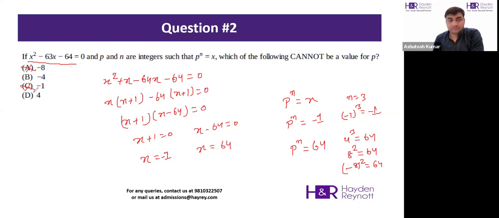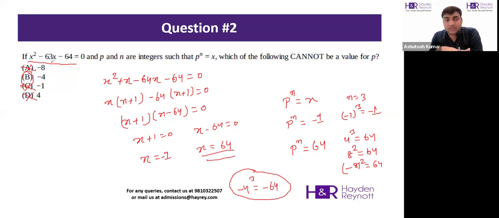4 can be a value of p, so this is not answer. Now we are remaining with only one option, minus 4, which is the correct answer, because minus 4 power 3 will be equal to minus 64, not plus 64, right? But we have the value of x as plus 64, so we cannot get the value of p as minus 4, because for any value of n, for any power of minus 4, you won't be getting 64 as a number. You may get minus 64, but not 64 as a number. I hope it is clear.